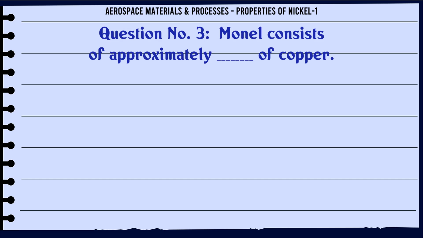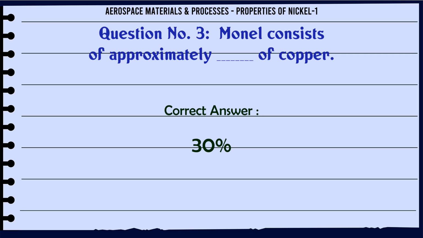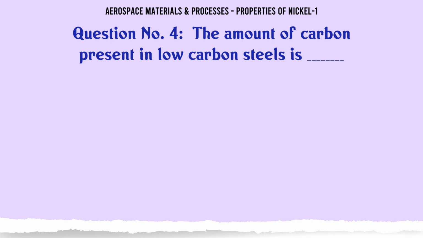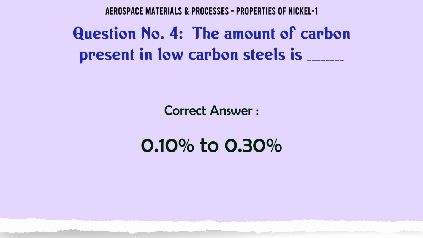Monel consists of approximately what percentage of copper: A, 30; B, 1.4; C, 0.1; D, 16. The correct answer is 30. The amount of carbon present in low carbon steels is: A, 5 to 7; B, 0.70 to 2.2; C, 0.10 to 0.30; D, 0.6 to 0.8. The correct answer is 0.10 to 0.30.